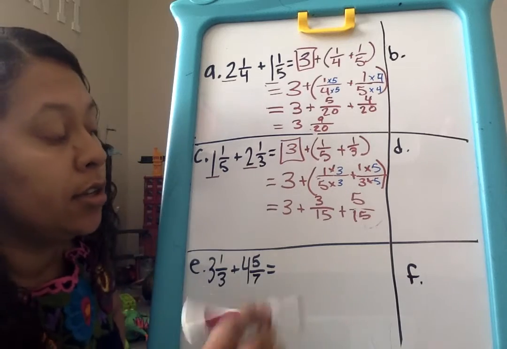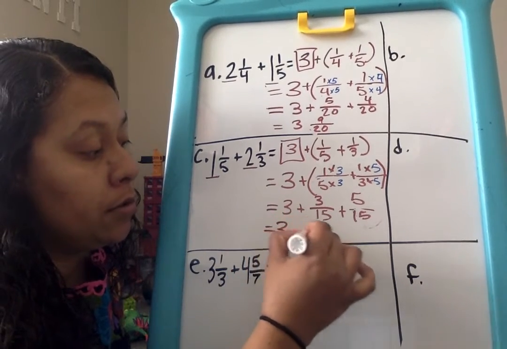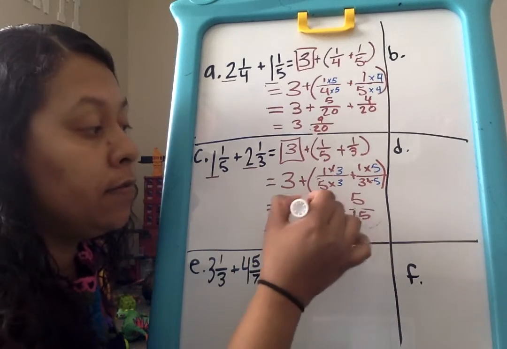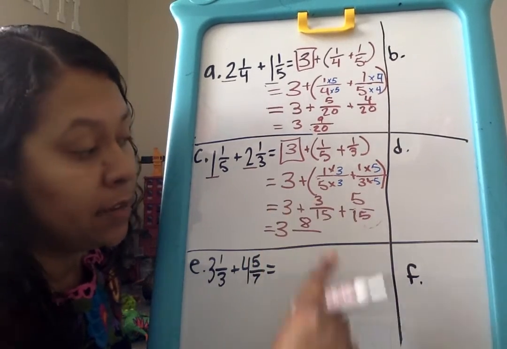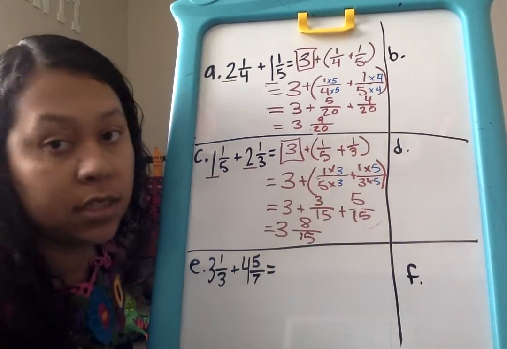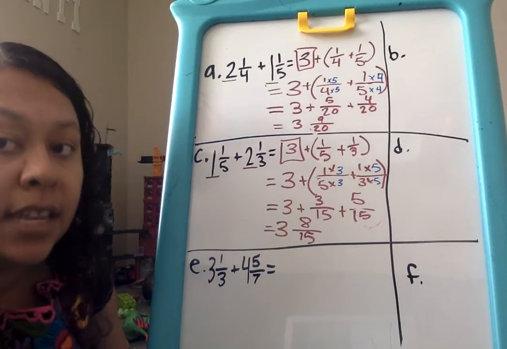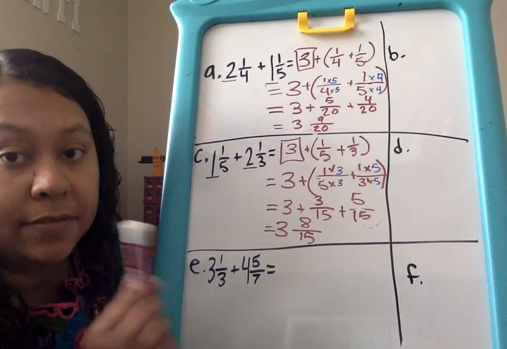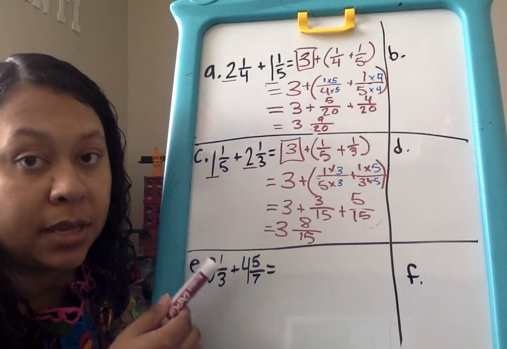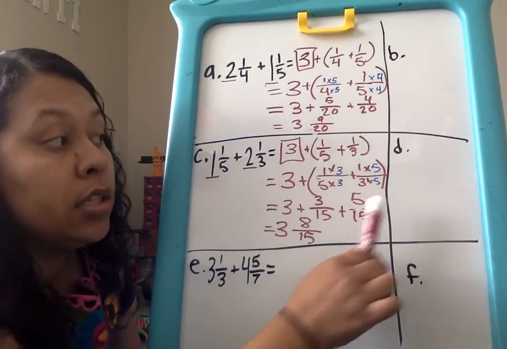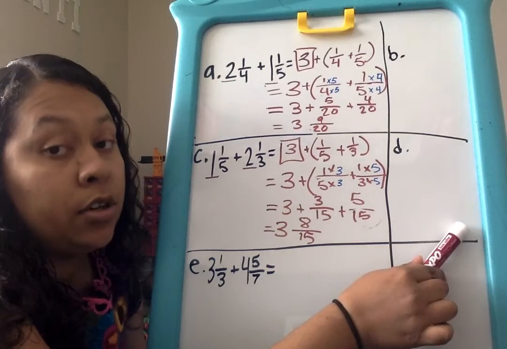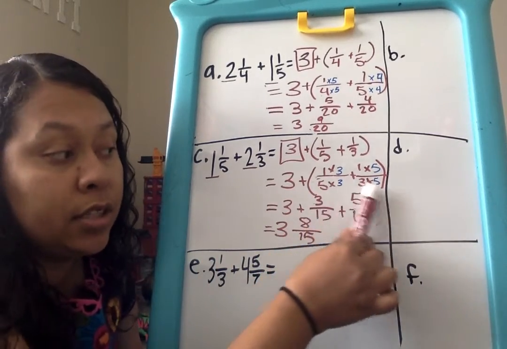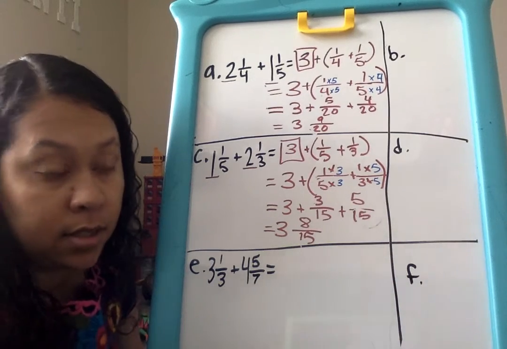Now we can add. So we still have 3 wholes, and then 3 pieces plus 5 pieces equals 8 pieces, and then 15ths, 8/15. So 3 wholes and 8/15. Okay, same steps, okay? Every single time we're using the same steps, the same orders. So now for D, I want you to do that one on your own using the same steps. First, add your wholes, equivalent fractions, add them, final answer.